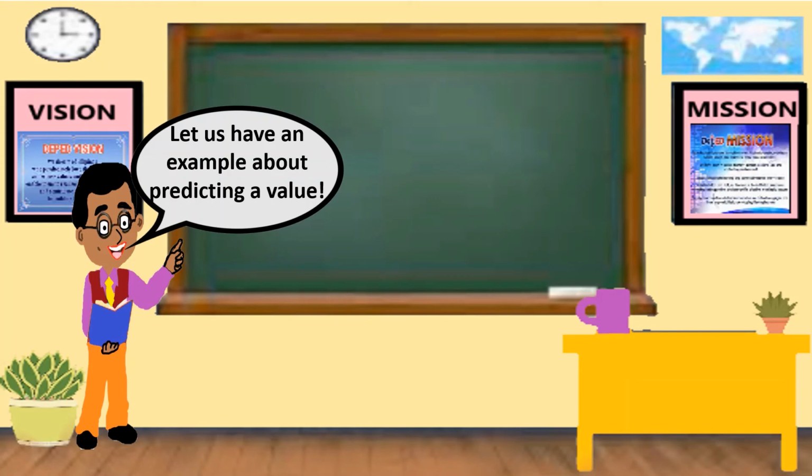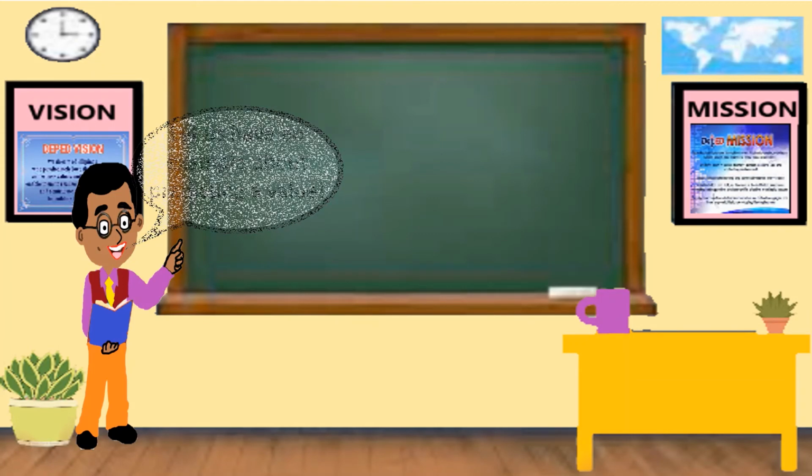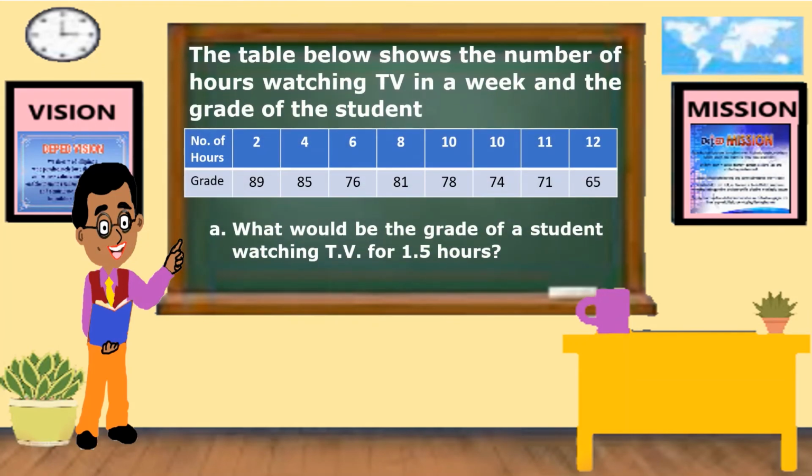Let us have an example about predicting a value. The table below shows the number of hours watching TV in a week and the grade of the students. This is a similar problem to the one we have already solved. The question is: what would be the grade of a student watching TV for 1.5 hours?